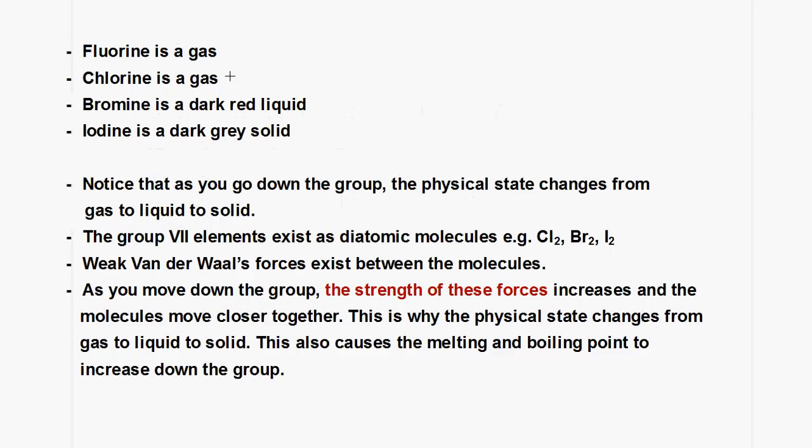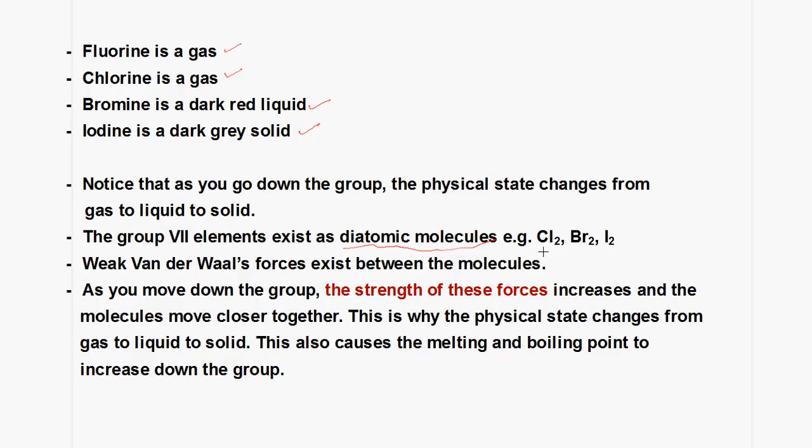We also need to look at the physical properties of these elements. Fluorine is a gas, chlorine is a gas, bromine is a dark red liquid, and iodine is a dark gray solid. So what you would notice is that as you go down the group, the physical state changes from gas to liquid to solid. Now the group 7 elements exist as diatomic molecules.